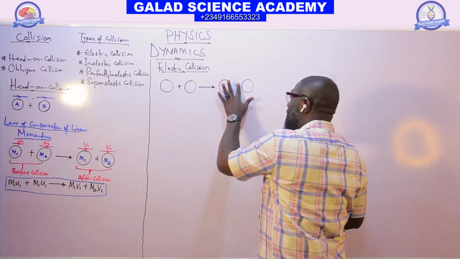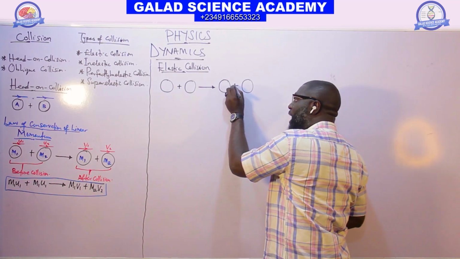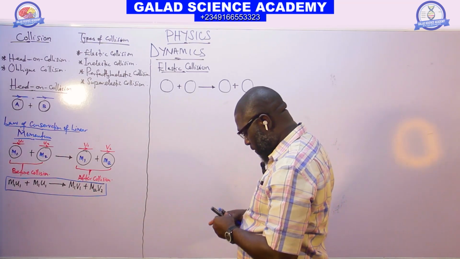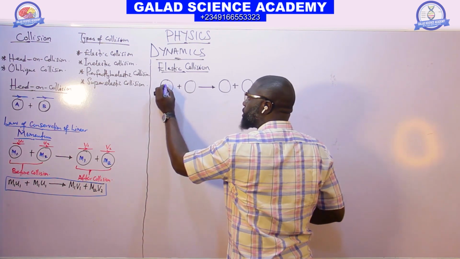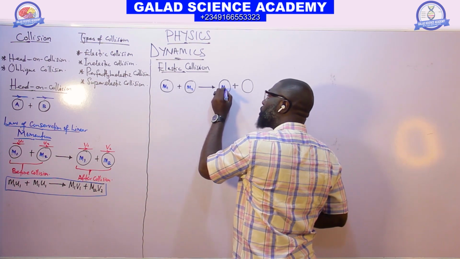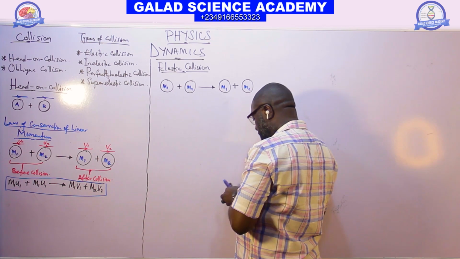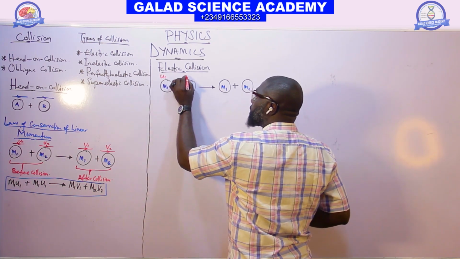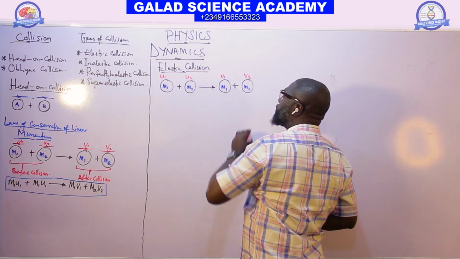Collision. You can see it like this. The two bodies will separate and move with different velocity. So say this is M1, M2, and here we have V1, V2.